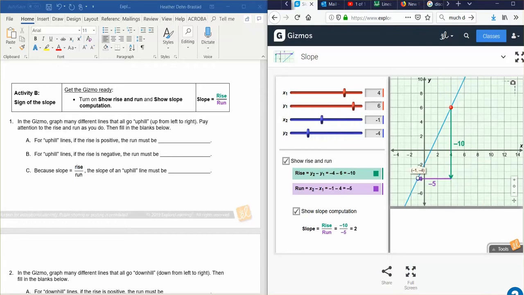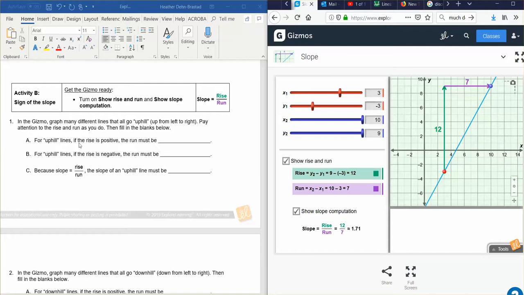Nope, that doesn't go uphill. That goes uphill. That goes uphill. So there's lots of different lines that go uphill. Let's make the blue dot up here and the red dot up here. All it does is make the triangle above it instead of below it. This is still going uphill.